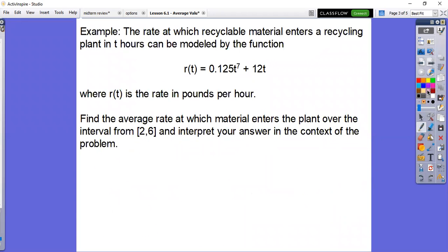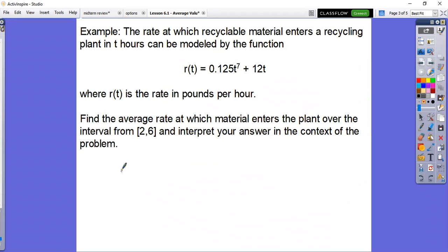All right, so we're going to take a look at what one of these problems looks like in context. In this case, I have a function that gives me the rate at which recyclable material enters a recycling plant in t hours. And so here's the function where r of t is the rate in pounds per hour. What we're going to do is find the average rate at which material enters the plant over the interval from 2 to 6.